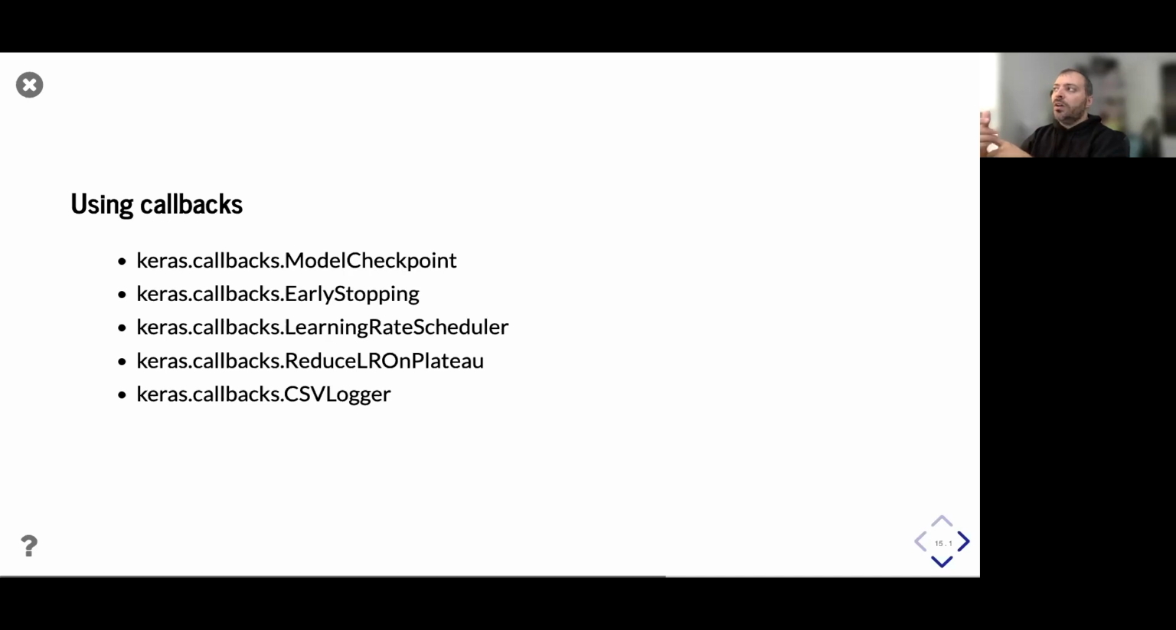CSV Logger is another one that saves in a CSV file the loss and the metrics for each epoch, both for your training and your validation data. And you can create your custom callbacks, and we will see how. So again, very powerful. You will use them all the time when you use Keras for training.